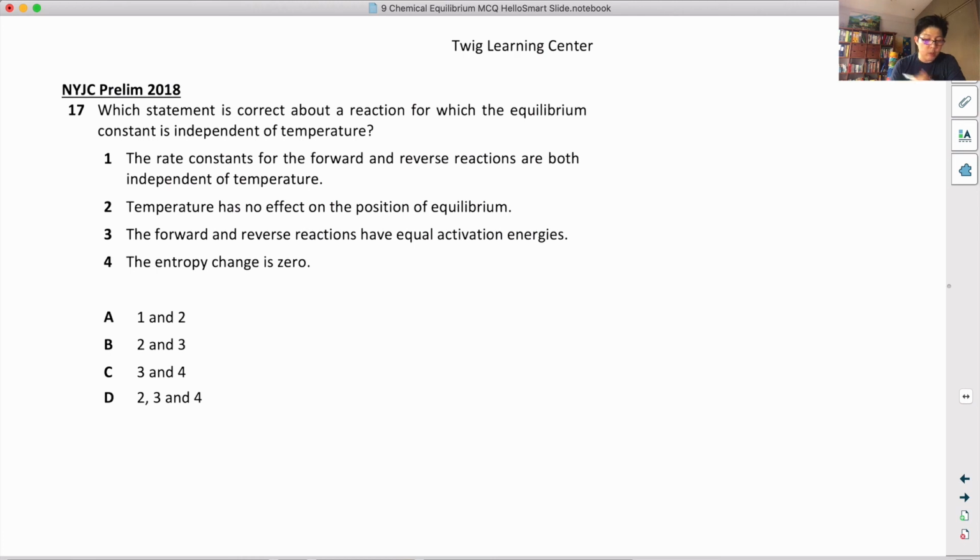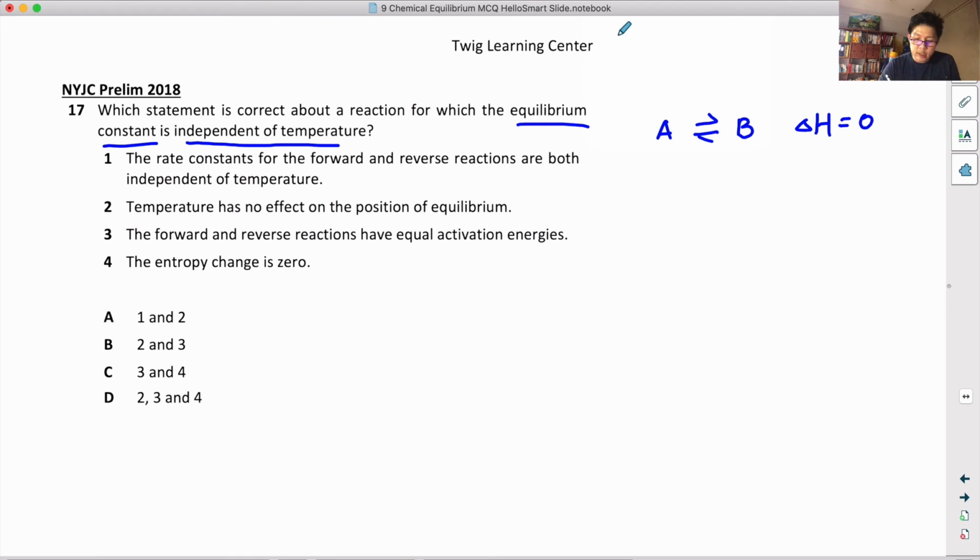Okay, 17. Which statement is correct about a reaction for which the equilibrium constant is independent of temperature? Okay, equilibrium constant is independent of temperature. So normally the Kc will change when temperature changes, but the only time that it is independent, right, is when change in H is 0. Alright, when it's 0, that means there's no bias to shift right or shift left. Okay, let's look at the first option.